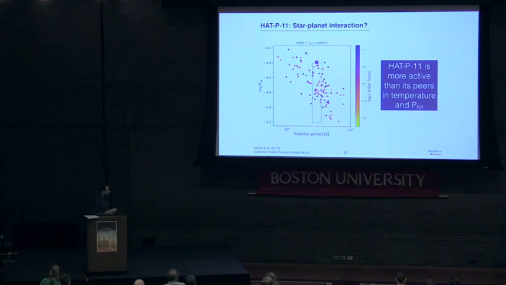And we can compare HAP-P11, which is this purple square, to stars of similar effective temperature and similar rotation periods, which is in the box here. And we see that HAP-P11 is more chromospherically active than its peers of the same rotation period and similar spectral type. And we wonder if that might be due to the planet. This planet is on an eccentric orbit, significantly misaligned. And so those of you out there who study planet-star interactions, I'd be really interested in your opinions on whether or not the tidal interaction of this planet can influence its star.